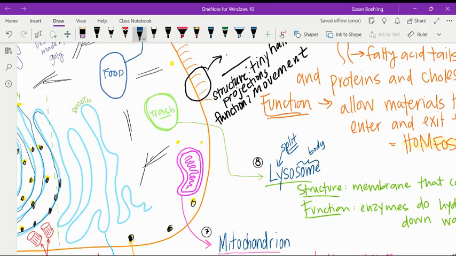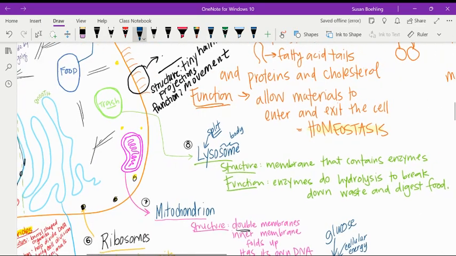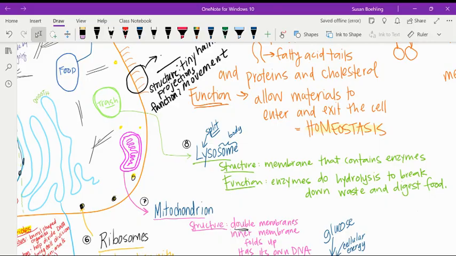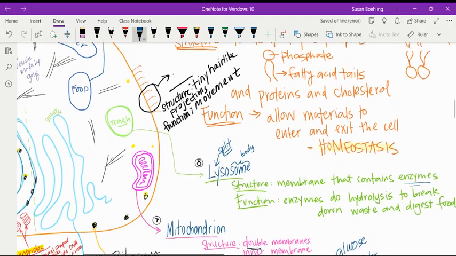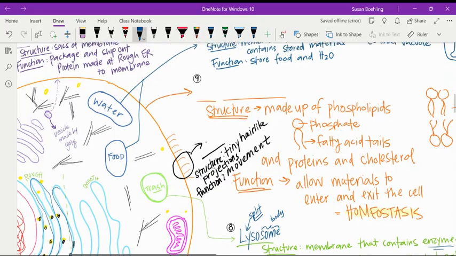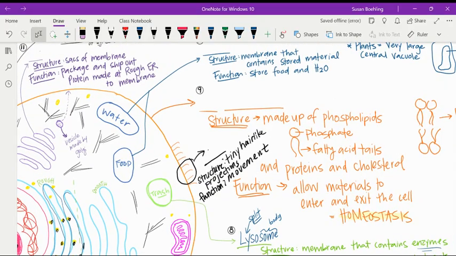These are going to be enzymes that are going to split up materials that your body doesn't need anymore, or this animal doesn't need anymore. This is a typical animal cell. So it's going to contain hydrolytic enzymes, and they're going to break down waste or digest food. Okay, let's go to structure number 9. Structure number 9, and I've already talked about it.